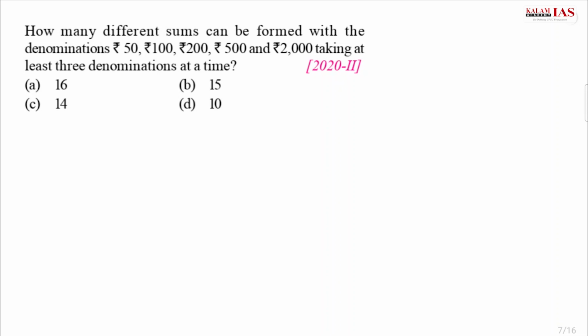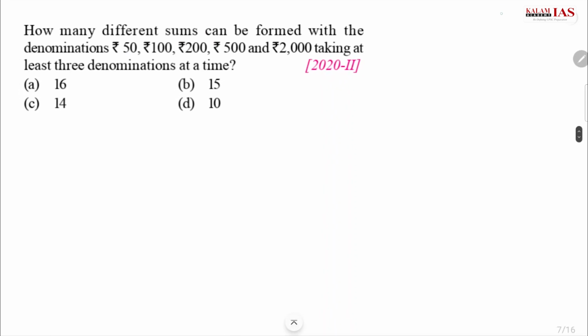Now the question is asking how many different sums can be formed with the denominations 50 rupees, 100 rupees, 200 rupees, 500 rupees and 2000 rupees, taking at least 3 denominations at a time. Now we have 5 possible denominations, 1, 2, 3, 4, 5, and we have to take at least 3 denominations at a time. So n in the formula, as we saw earlier, is 5, because the total number of possible ways is 5, and from that 5 we have to choose at least 3, so at least 3 means we can choose 3, 4 or 5.